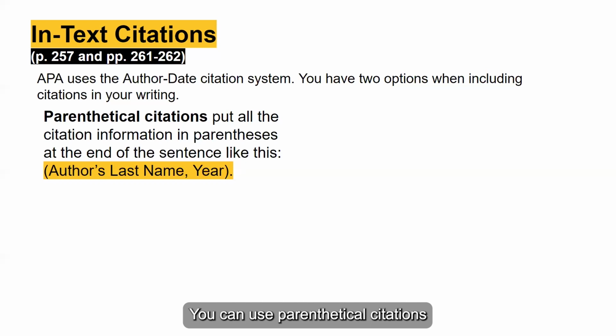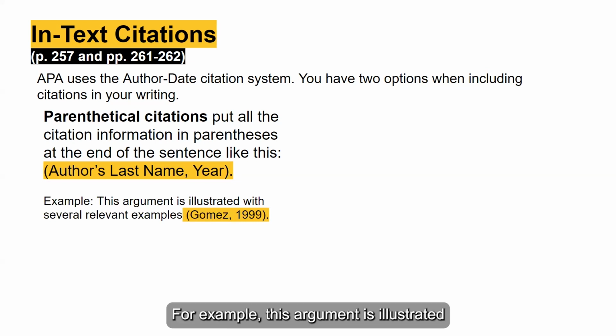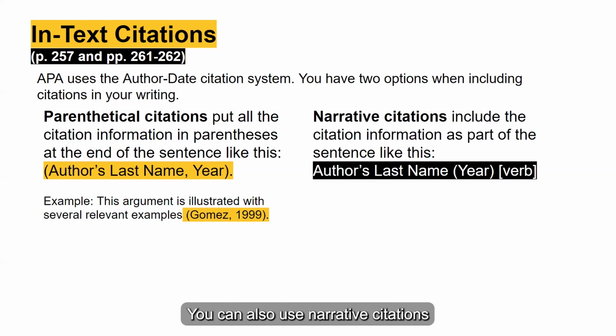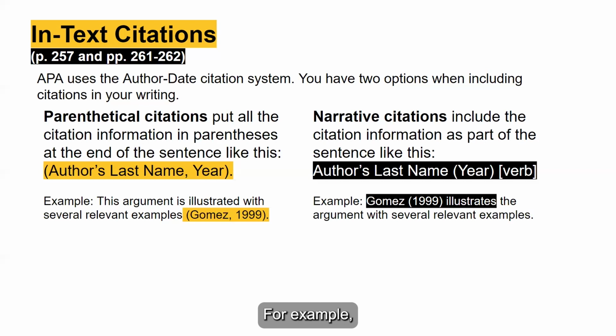You can use parenthetical citations, which put all the citation information in parentheses at the end of the sentence like this: (author's last name, comma, year). For example, this argument is illustrated with several relevant examples (Gomez, 1999). You can also use narrative citations, which include the citation information as part of the sentence like this: author's last name, (year), and then the verb that you'll be using to introduce this information. For example, Gomez (1999) illustrates the argument with several relevant examples.